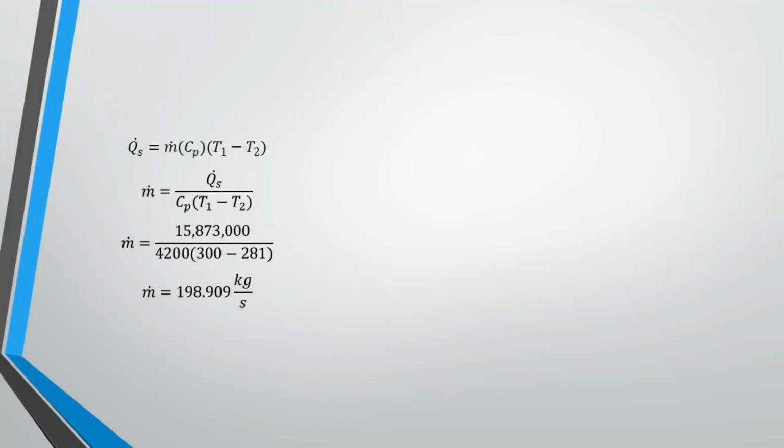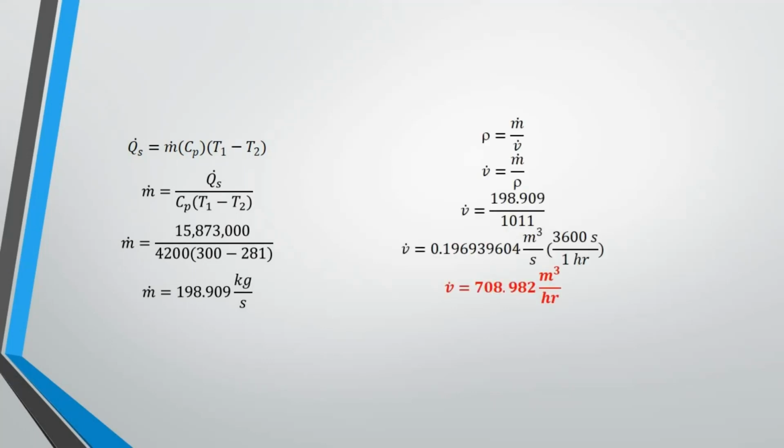198.909 kilograms per second. So lastly, to find the volume flow rate, we use the formula for density and then we plug in the values and then we get 0.196939604 cubic meters per second. Then we multiply it by 3600 seconds to convert it to hours. So we get the volume flow rate equals 708.982 cubic meters per hour.